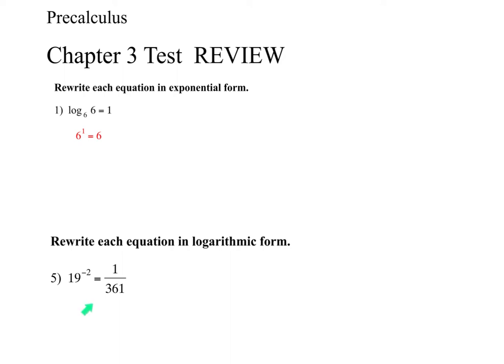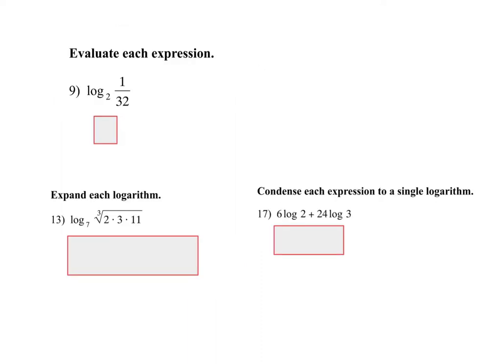Vice versa, rewriting it in logarithm. This becomes your base. So log, whatever the base of your exponent is the base of your log. You are taking the log of this guy. And it equals the exponent, because that's your answer for logs. So rewriting should be very simple. Use one to do the other. You have them both on the test. So check your work with what you have.